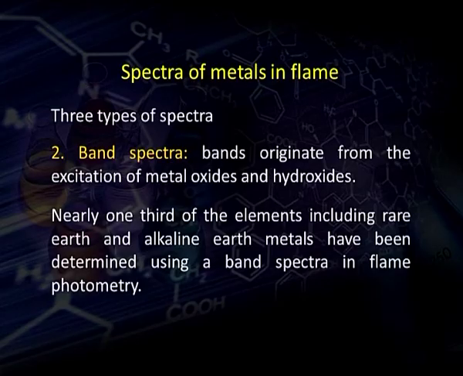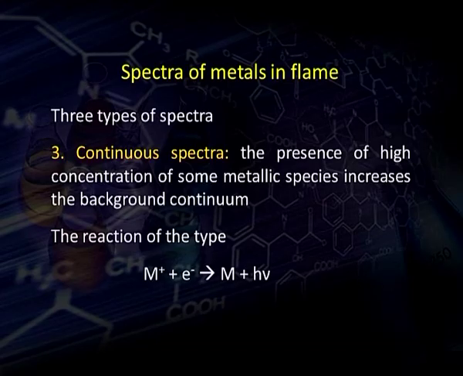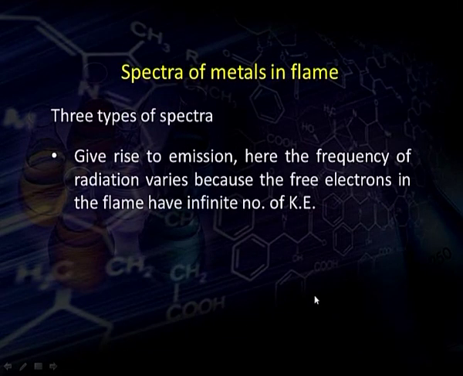Second is the band spectra. The bands originate from the excitation of metal oxides and hydroxides. Nearly 1/3 of the elements, including rare earth and alkaline earth metals, have been determined using band spectra in flame photometry. The third type of spectra is the continuous spectra. The presence of high concentration of some metallic species increases the background continuum. The reaction of the type M positive plus electron gives M plus h nu. This gives rise to emission, where the frequency of the radiation varies because the free electrons in the flame have an infinite number of kinetic energies.